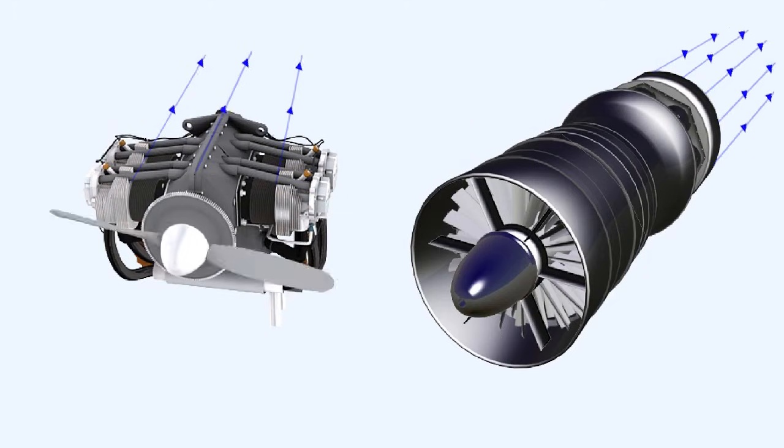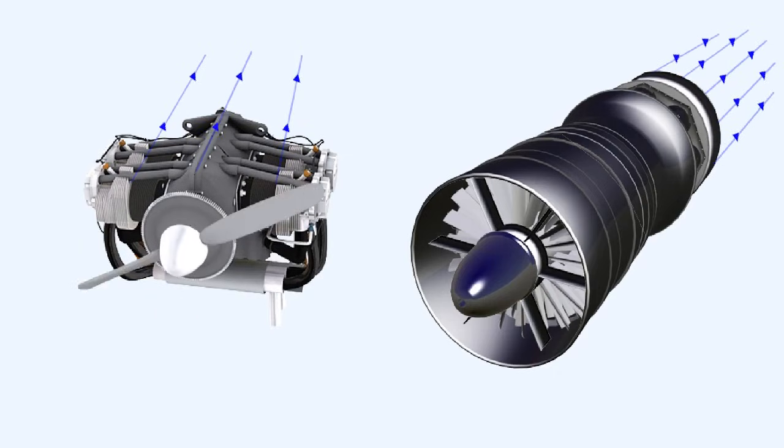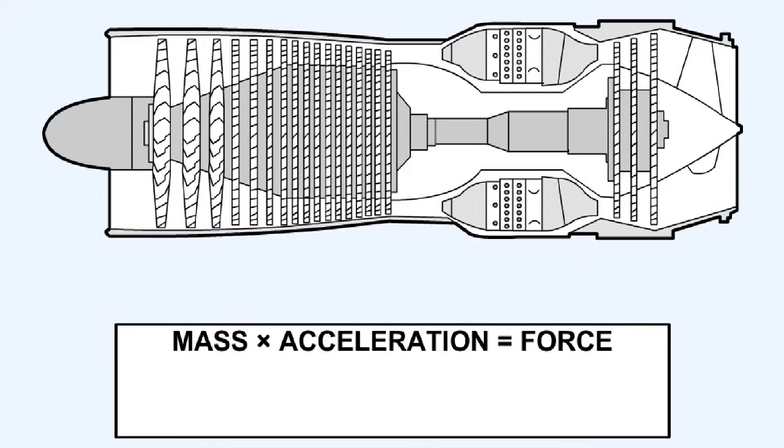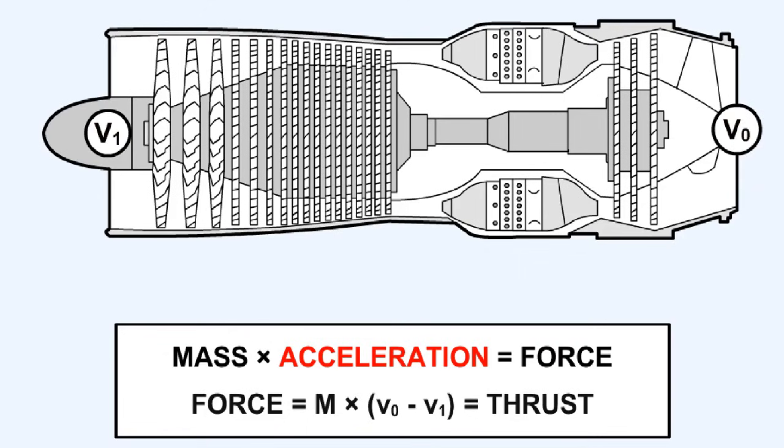The principle of the gas turbine engine is basically the same as that of the piston engine propeller combination. They both propel a mass of air backwards. Mass times acceleration equals force. In a gas turbine engine, the mass, m, mentioned in the equation, is the air delivered by the compressor. The acceleration in the equation is the difference in the outlet velocity of the air, VO, to that of its inlet velocity, V1, due to the addition of heat energy. Force equals mass times V0 minus V1, which equals thrust.